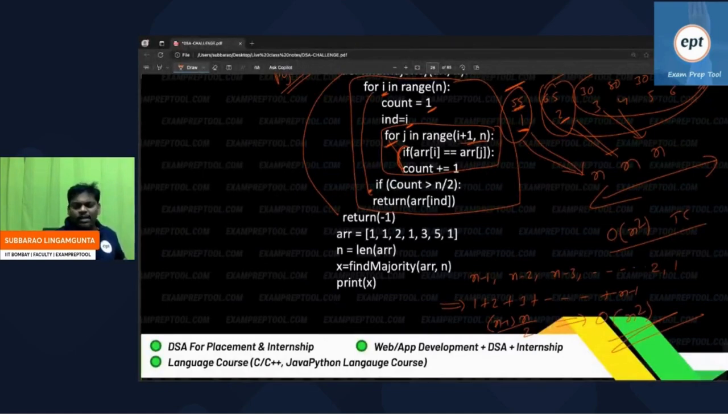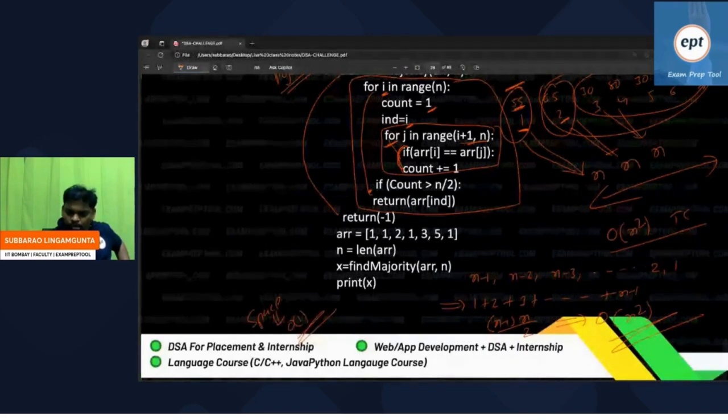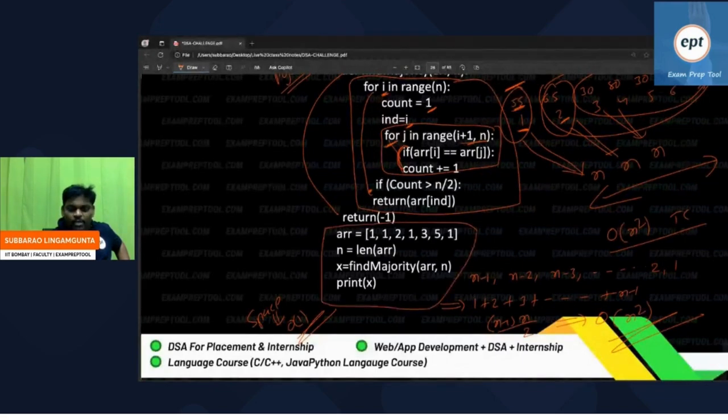What is the space? I am not taking anything extra. Constant space. Space complexity, constant. Everyone knows this. So this is almost like the main program. From the main program, I took one array. In Python programming language, there is no main like that, so this is outside code, which means main program. One array I took, which is called a list in Python. The length of the list I calculated, which is n. Now find majority, I passed the array, the list, and n also.